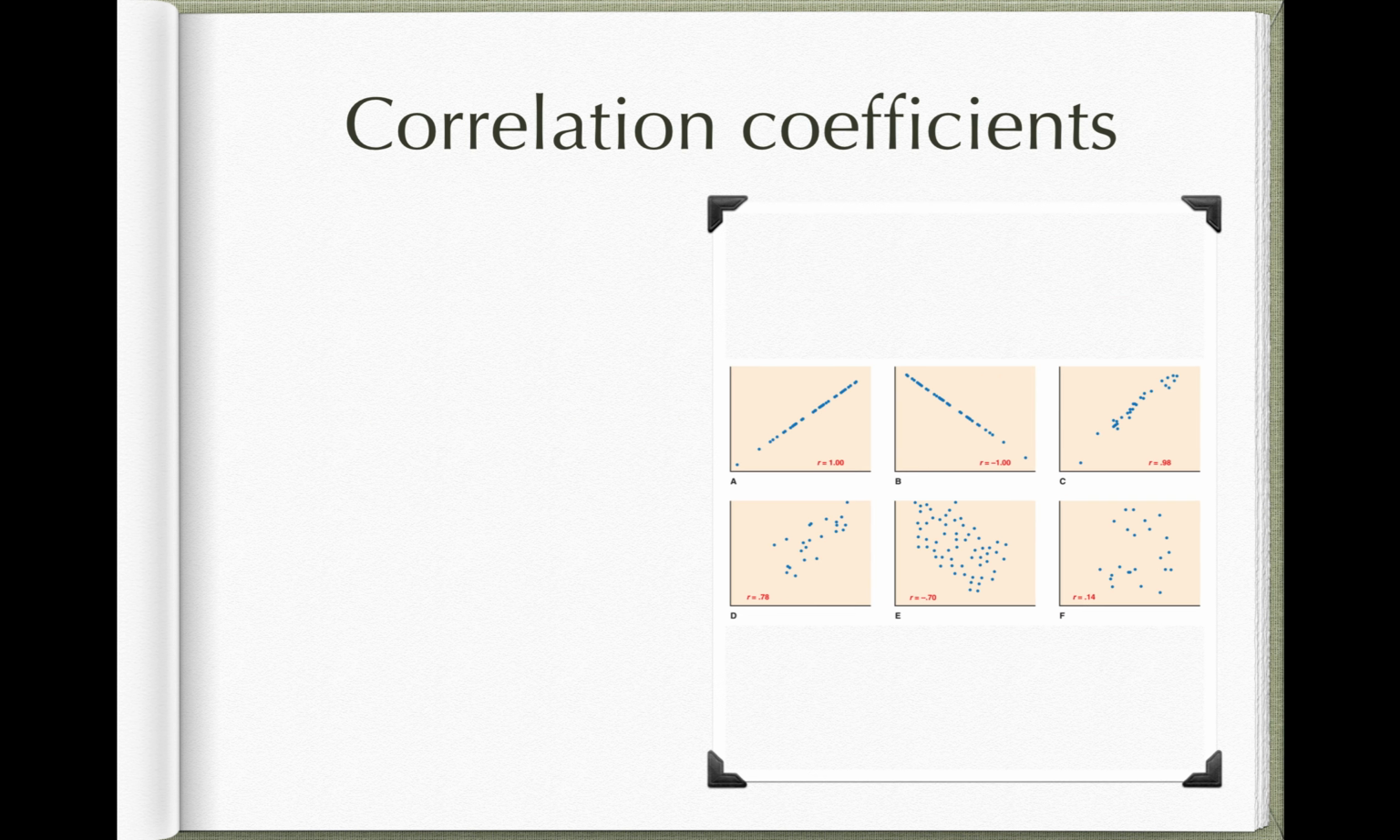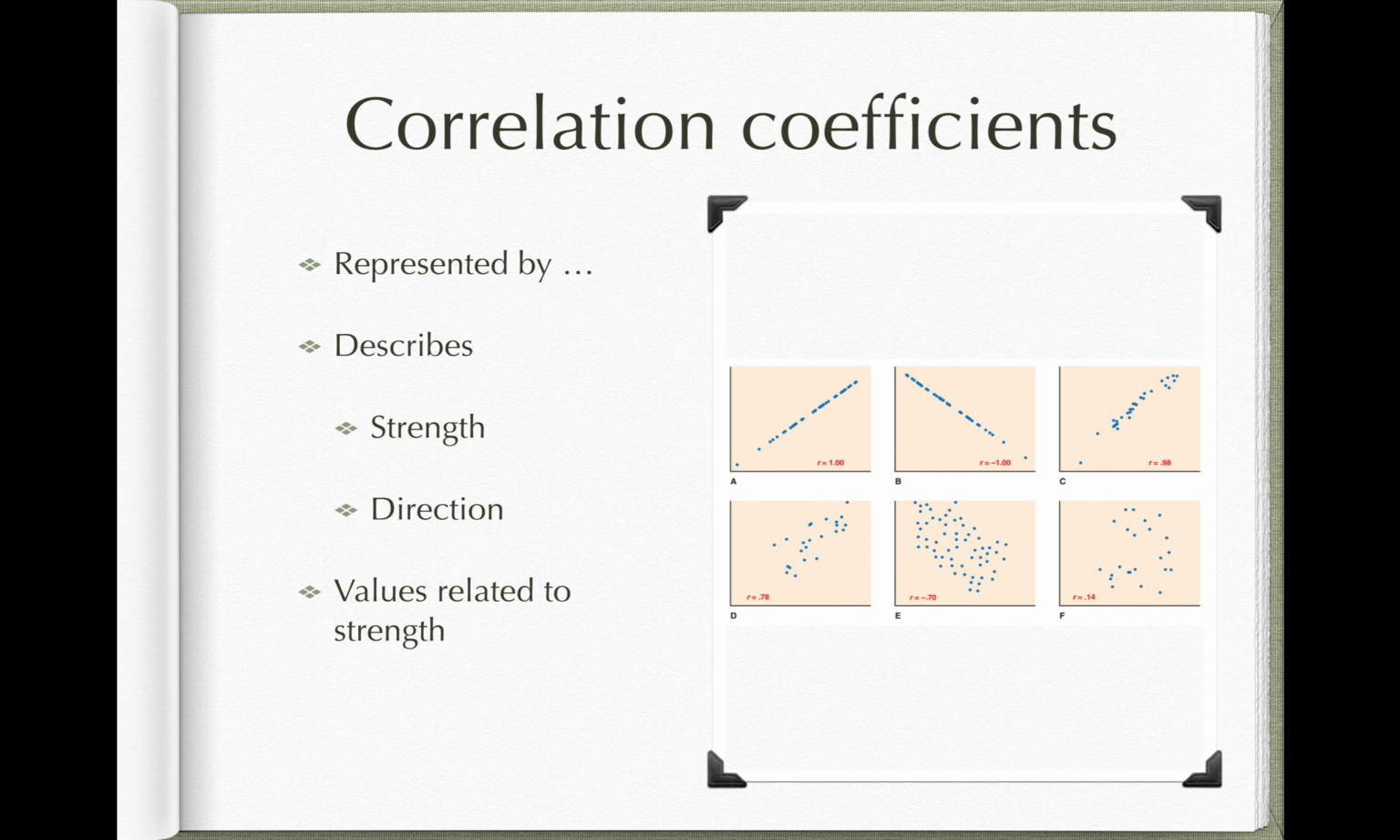So now, we'll talk a little bit about correlation coefficients. They are represented by a lowercase r. It quantitatively describes the strength and the direction of a relationship between two continuous variables. The values of the correlation coefficient are related to the strength, while the positive and negative sign are related to the direction. The correlation coefficient can take values from -1 to 1, where a value of 0 means there is no relationship between the variables.